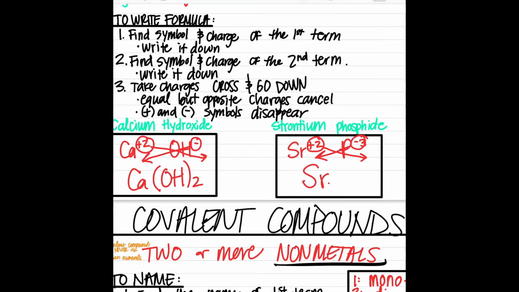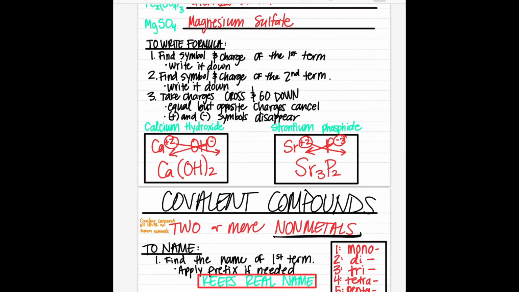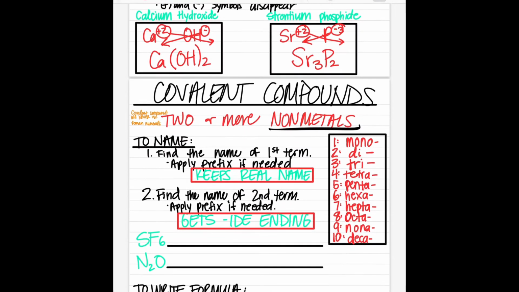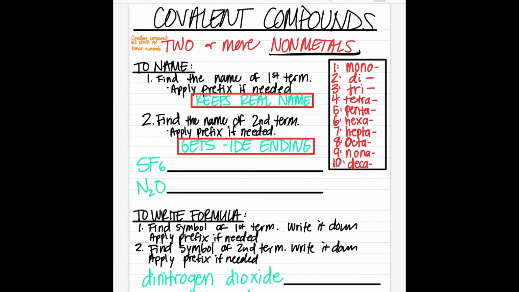So it's Sr3P2. All right, so that's it for ionic naming. I'm going to do some more examples here in just a minute when I get done with this.